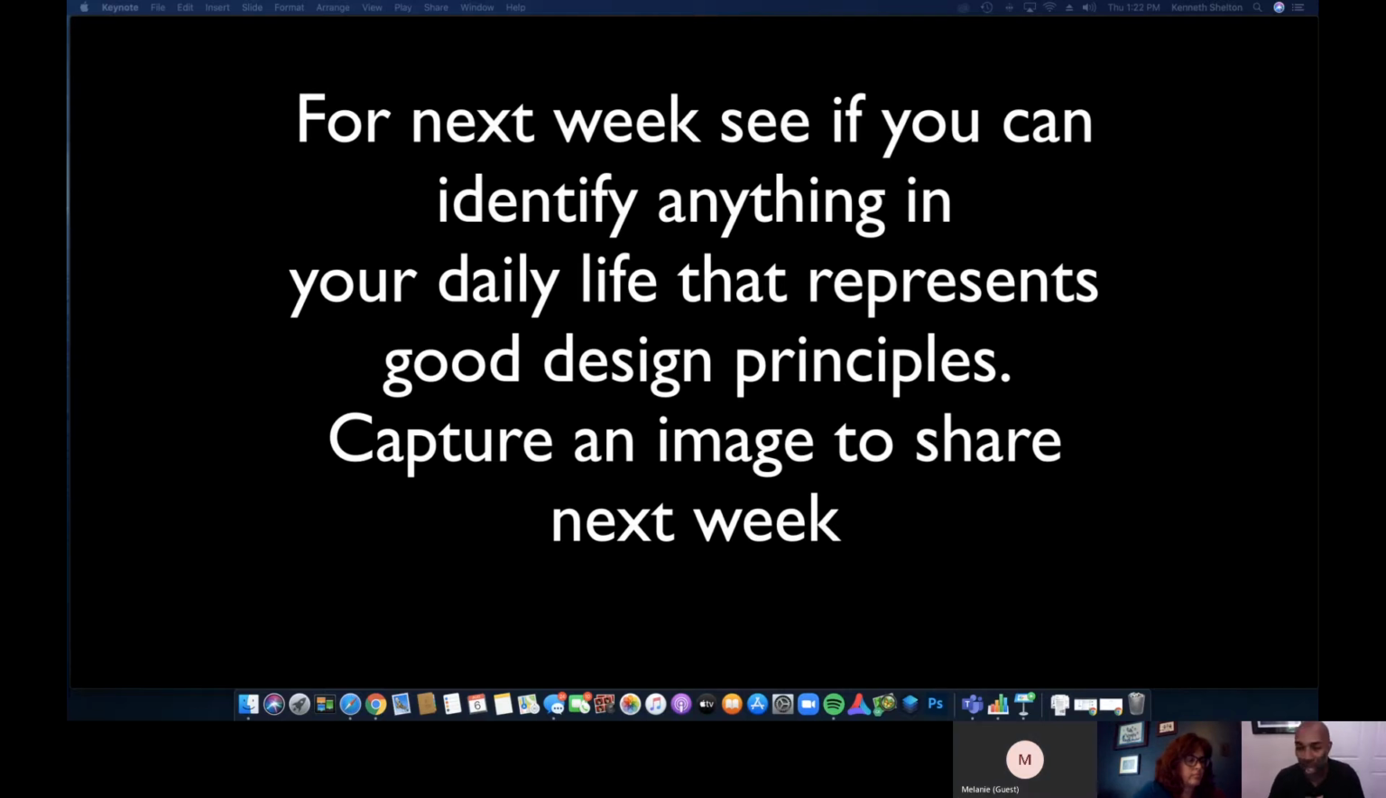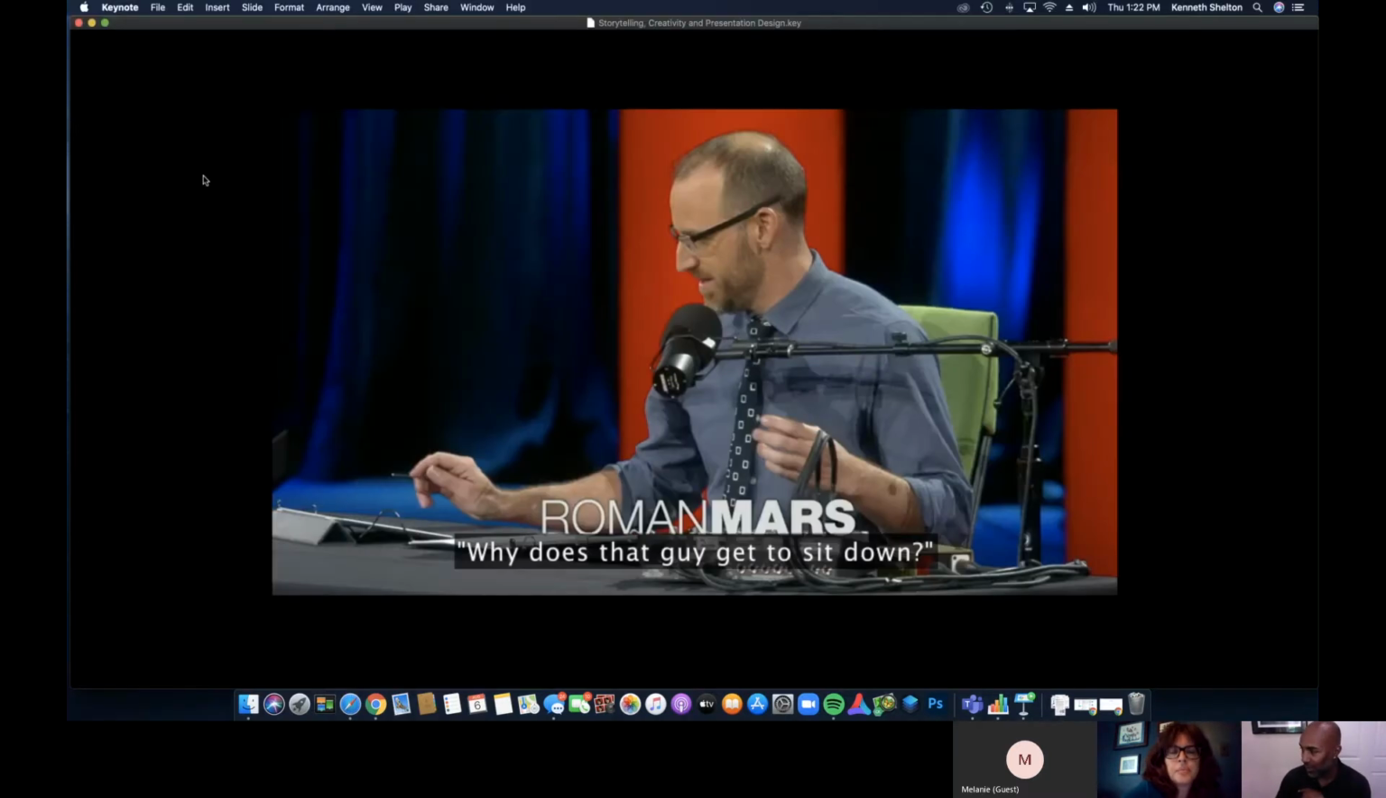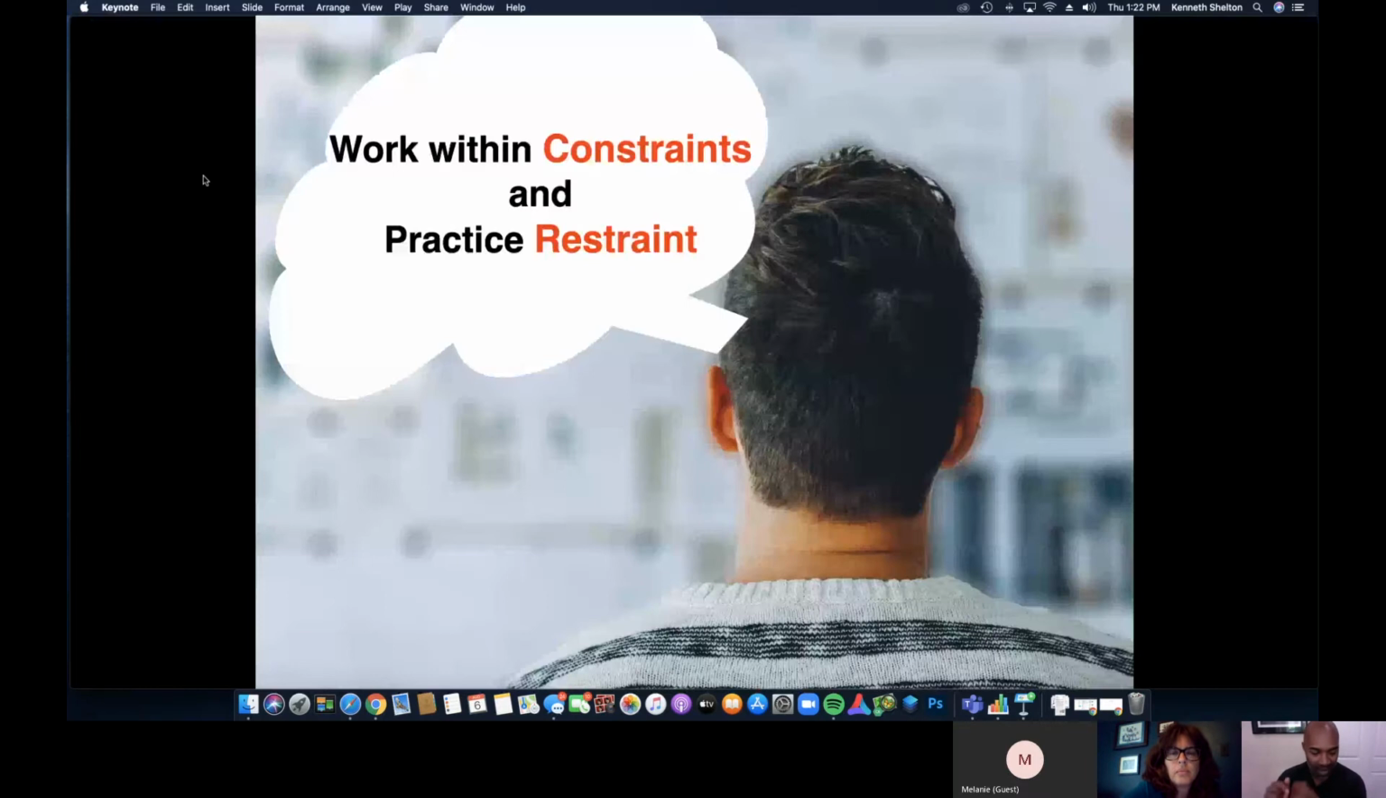And if you'll notice, if I go back to what I mentioned, the whole idea around creativity is that you have to work within constraints and practice restraint.